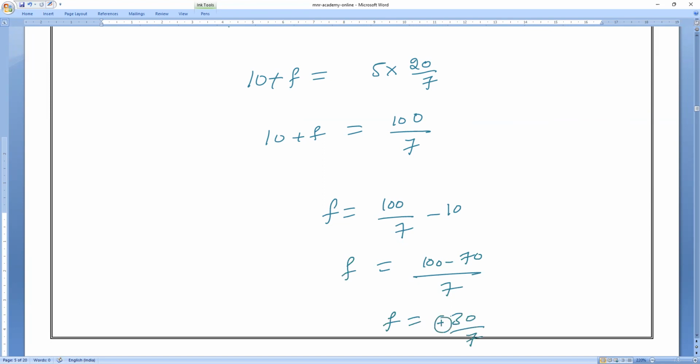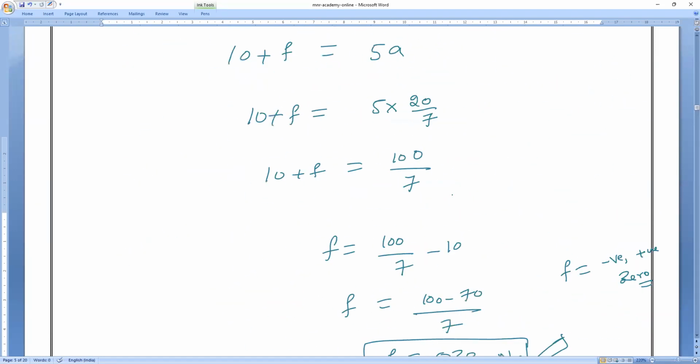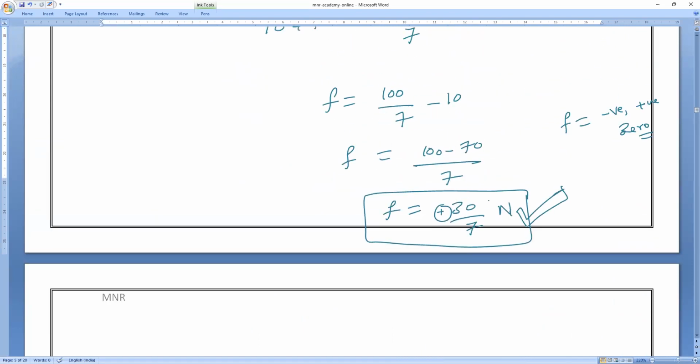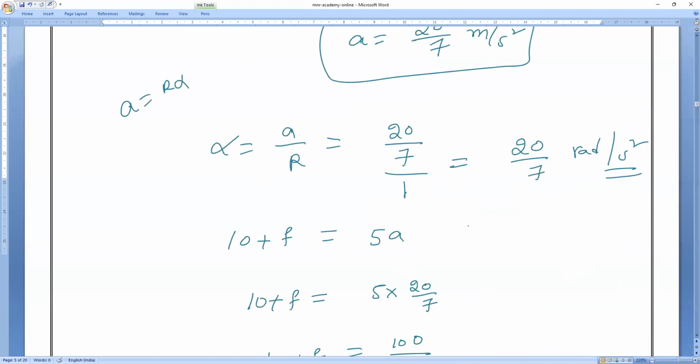Is it positive or negative, 30 divided by 7, everybody? It is positive. Clear, everyone? So remember, the frictional force may be negative, or positive, or 0. For positive, I have taught you this one. For 0, we already discussed the ring case, and we'll see negative friction in the coming class. So friction will be either supporting friction, or opposing friction, or 0 friction. That is what you have to remember.